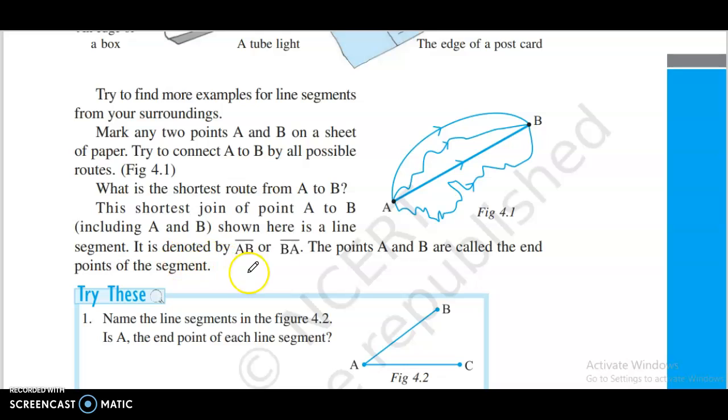They are denoted by AB bar or BA bar. The points A and B are called the endpoints of the segment.